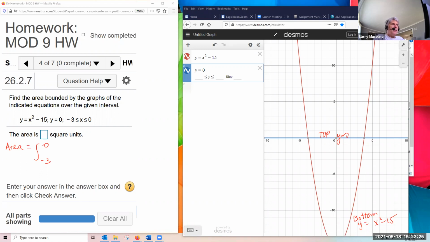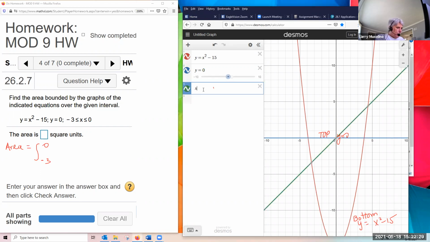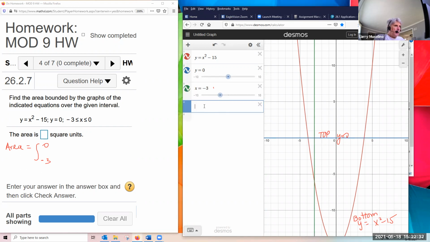So I'm going to come here to Desmos, and I'm going to put x equal -3 as a vertical line and x equals 0 as another vertical line. And so I could see the area they're asking me to find. They're asking me to find this red area between these two vertical lines and between the top and the bottom curve. So I'm trying to find this red area.